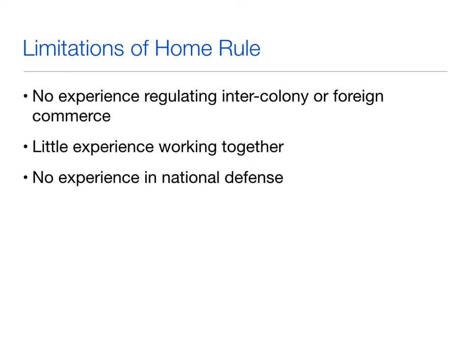And since each of these 13 colonies were practicing home rule themselves, having their own legislatures and dealing with their own problems locally, we had virtually no experience regulating inter-colony relations and activities. So colonies were not used to working with each other. And we had no experience in foreign commerce by the time we declared our independence and formed a new system of government. Foreign commerce was handled by the government of Britain under the auspices of the monarchy.